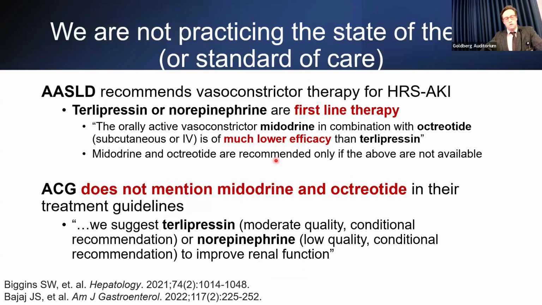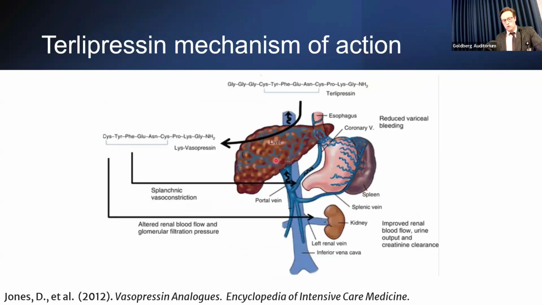The Liver Disease Association and the American College of Gastroenterology no longer recommend it. AASLD states that terlipressin or norepinephrine are first line, and they really only recommend midodrine and octreotide if neither of them are available. ACG doesn't mention it in their guidelines at all. So why is that?